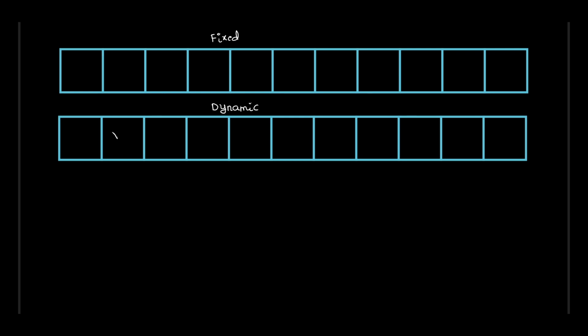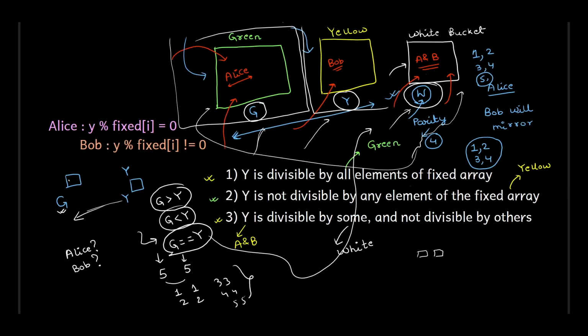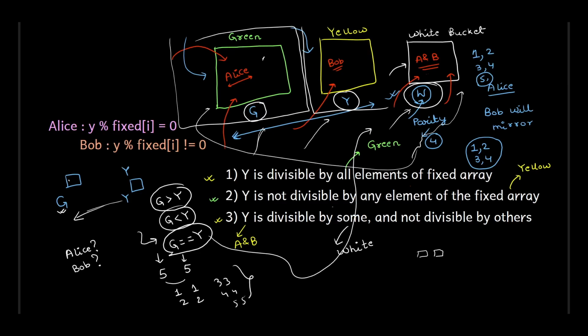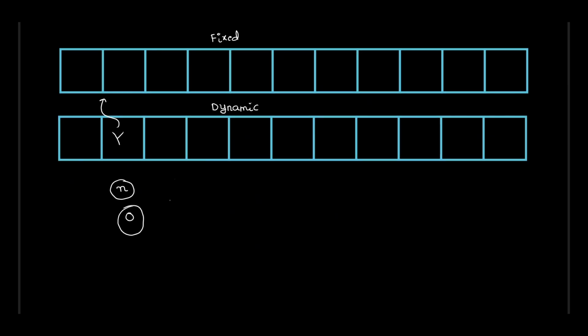For each element y in the dynamic array, find out how many elements are divisible by it. If that number is n, which is equal to the length of the fixed array, then this will fall into the green bucket. If that number is 0, then it will fall into the yellow bucket, right? And if the number is strictly greater than 0 and strictly less than n, then it will fall in the white bucket.